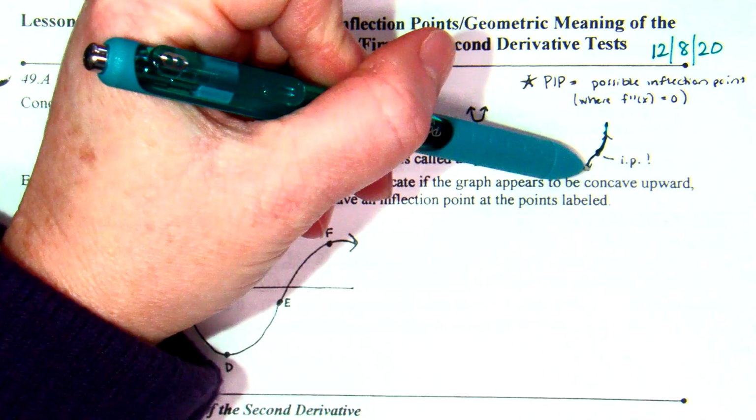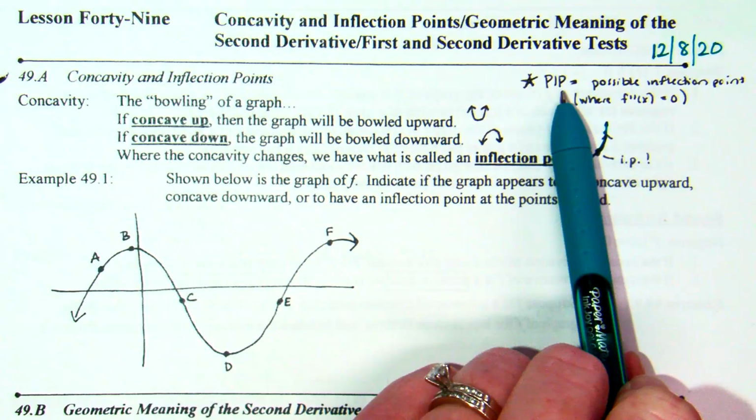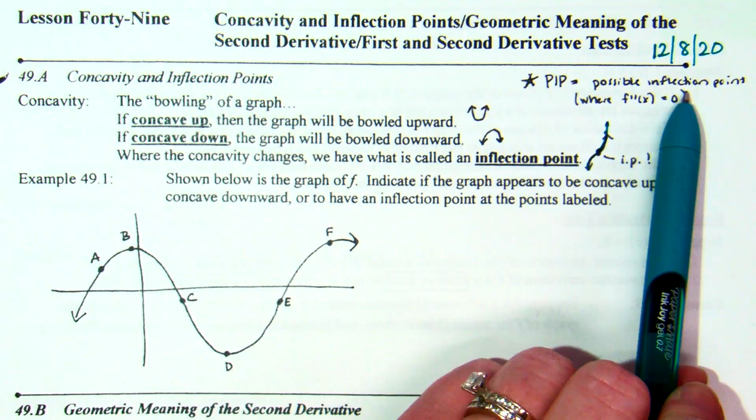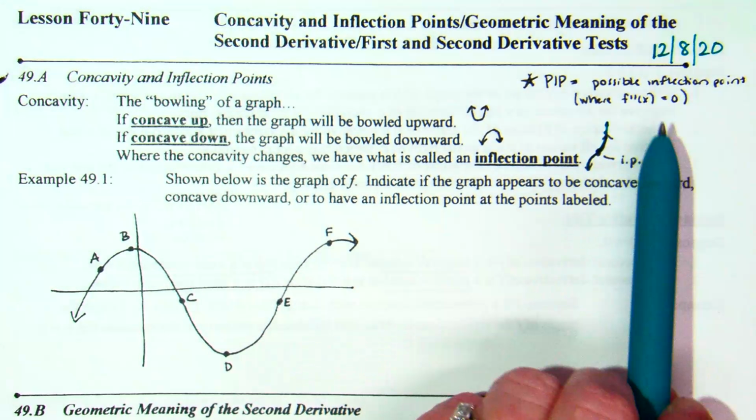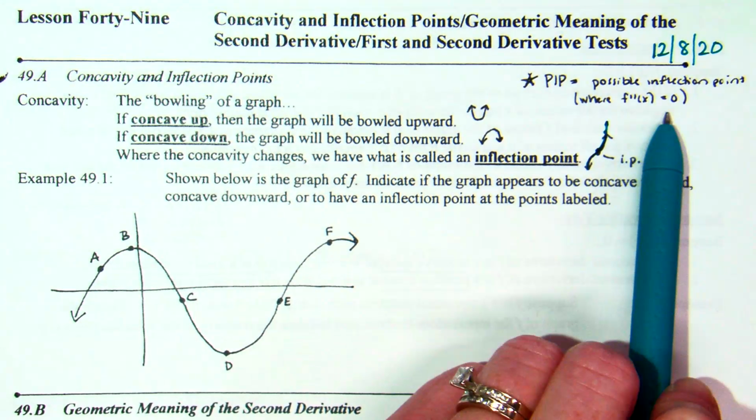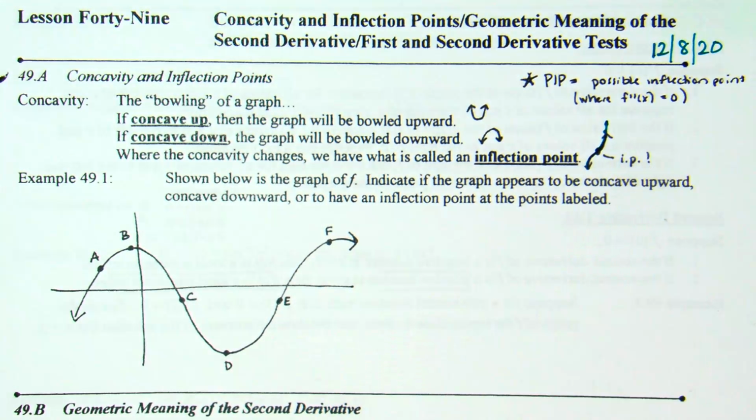I know there was conversation earlier about PIP, possible inflection point. And I talked about inflection points being critical points like mins and maxes, right? Inflection points are going to happen when the second derivative equals 0. So when that second derivative equals 0, it can be a min, a max, or an inflection point.